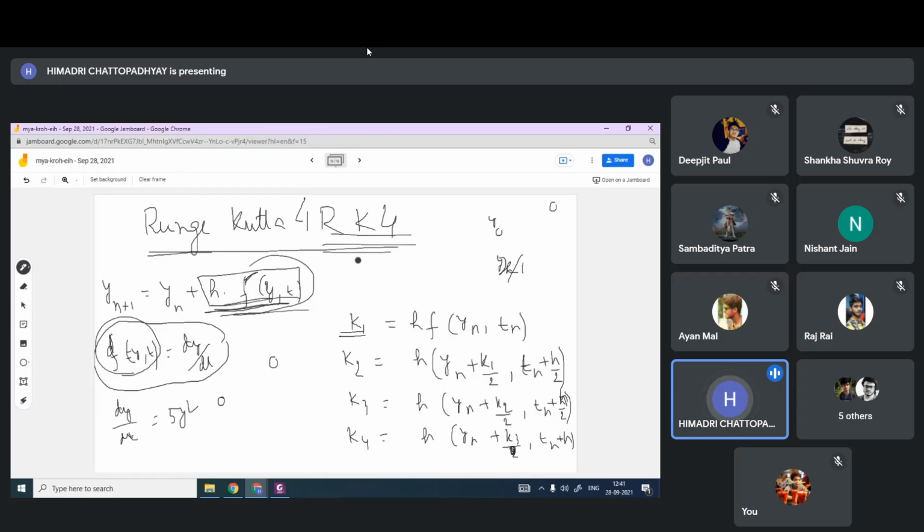But that is not the final. For the final yn plus 1, these you have to first evaluate. So slowly you go through these, write them 2, 3, 4 times, then only you will absorb the material.